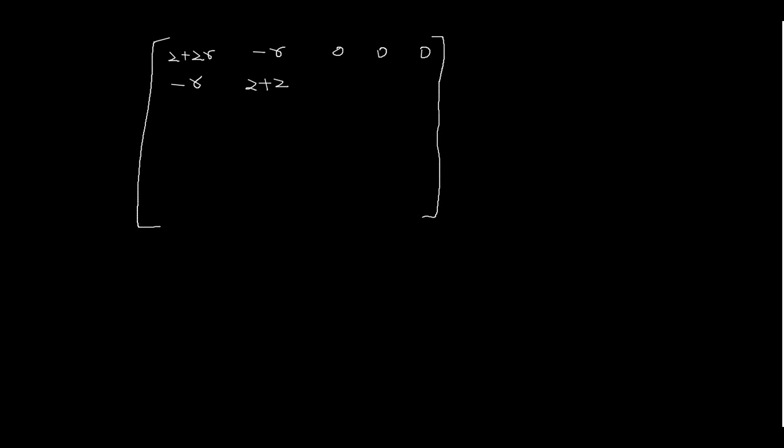So now we have a matrix which is in this form. We have a matrix with rows: 2 plus 2r, minus r, 0, 0, 0; minus r, 2 plus 2r, minus r, 0, 0; 0, minus r, 2 plus 2r, minus r, 0; 0, 0, minus r, 2 plus 2r, minus r; and 0, 0, 0, minus 2r, and 2 plus 2r.